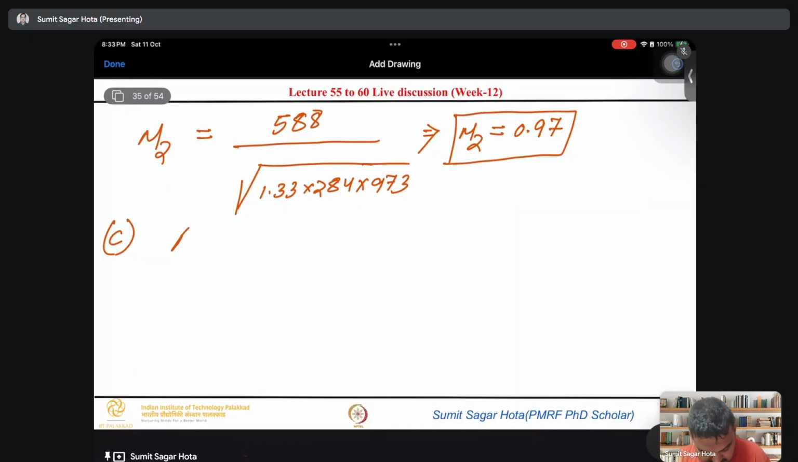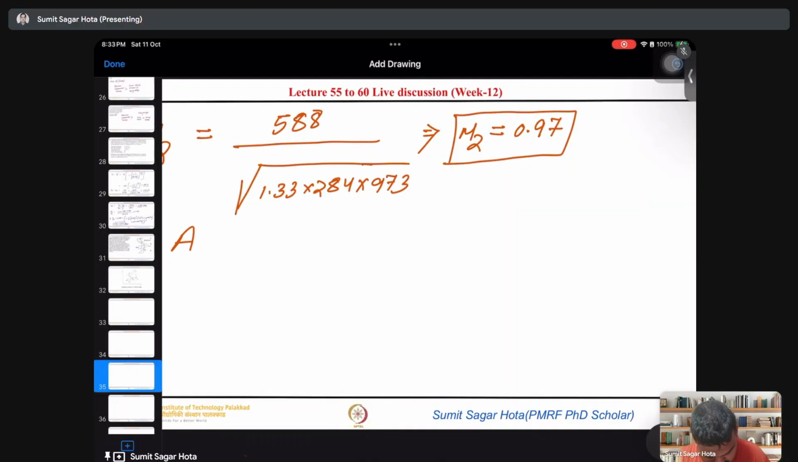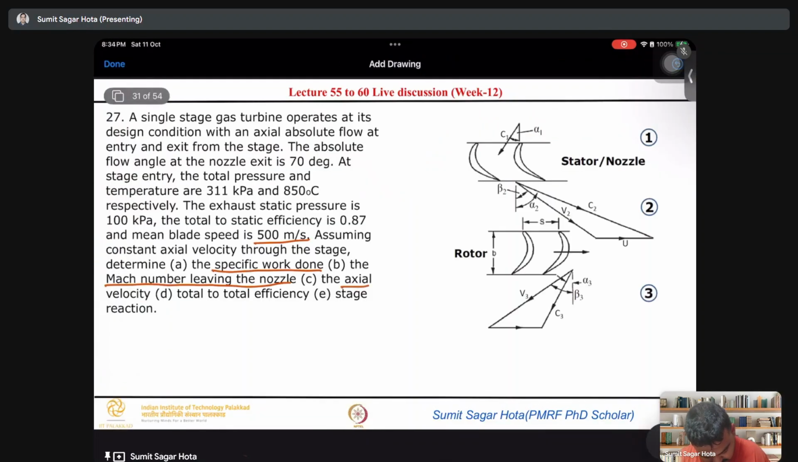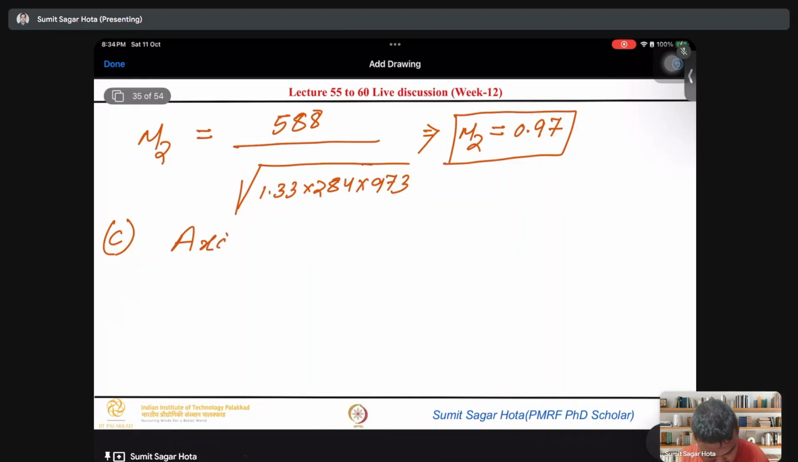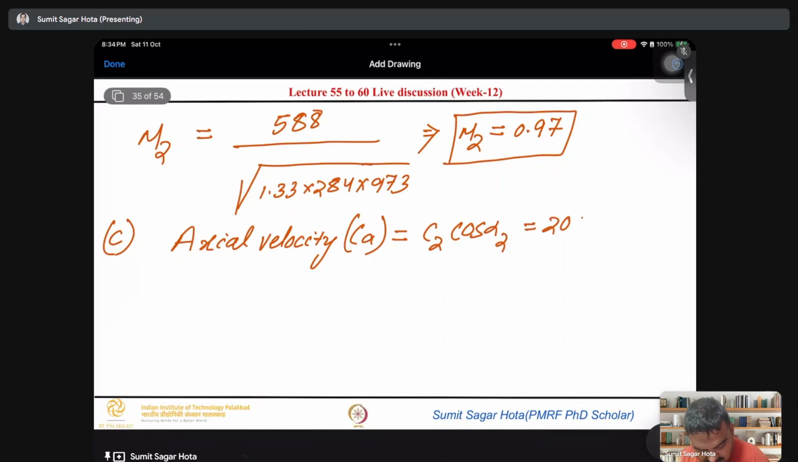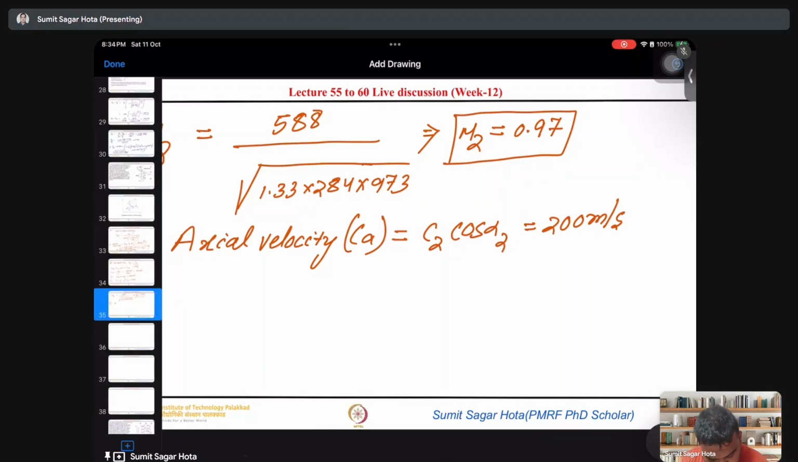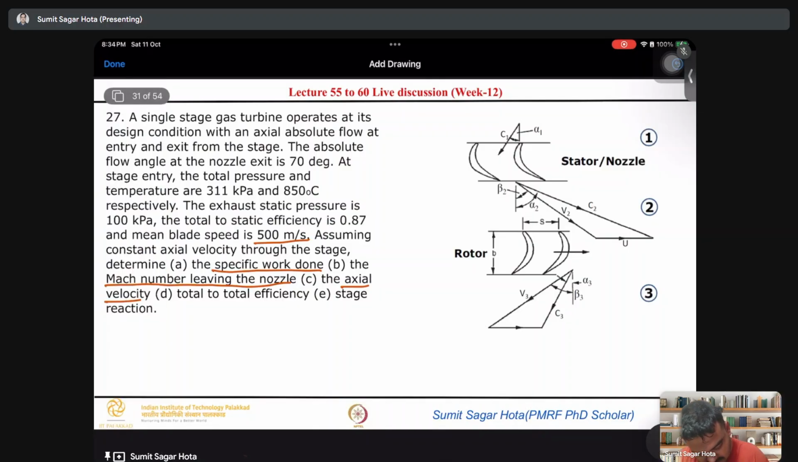What is the axial velocity? C is the axial velocity we need to find out. CA is equal to C2 into cos alpha 2. If you solve it, you will get the value as 200 meter per second. The next bit is the total to total efficiency.